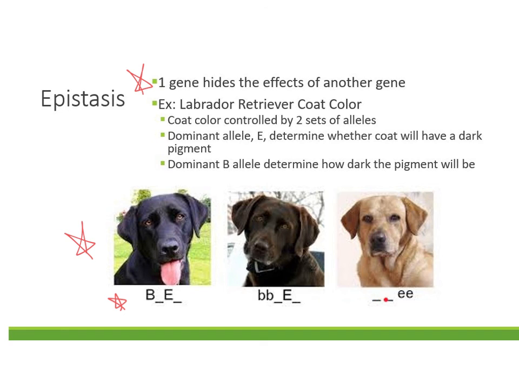And then it doesn't matter what the B alleles are here, because there's the two lowercase e's, it will be a yellow lab no matter what.